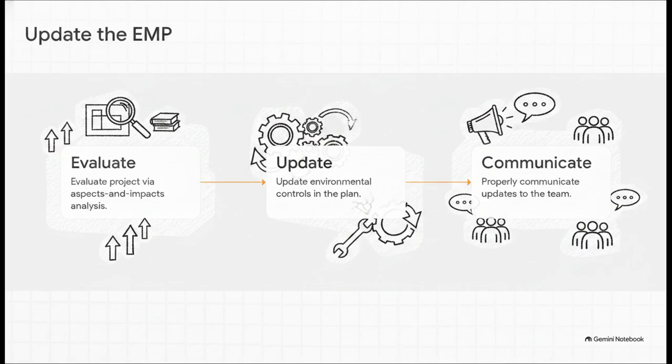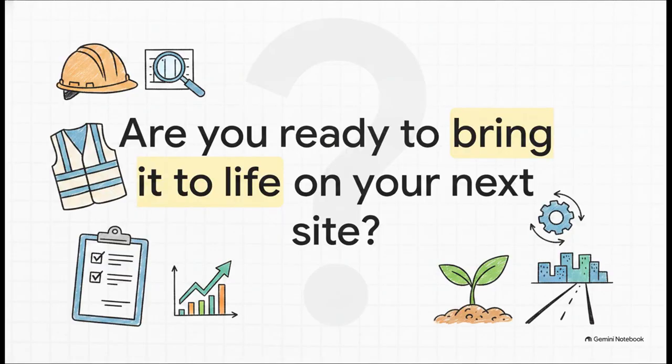Step 1. You evaluate the new project with a fresh aspects and impacts analysis, checking for new legislation or local impacts. Step 2. You update your environmental controls, maybe adding some, tweaking others, or tossing out what's no longer relevant. And Step 3. You communicate those updates back to your team. You refresh safety precautions and work instructions so that on day 1 of the new build, absolutely everyone is on the same page.